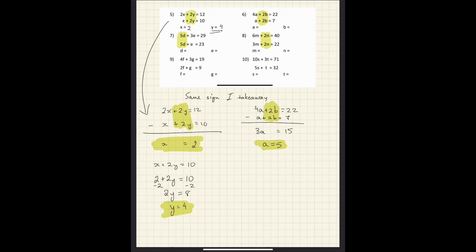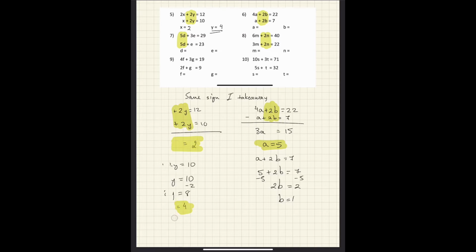Now I need to use that to work out the other missing letter. So you've got a plus 2b equals 7. You know that a is 5, so 5 plus 2b equals 7. So 2b must be equal to 2, so b must be equal to 1. Question 7 and question 8 are exactly the same thing, so what we're going to do is try question 9 and question 10.